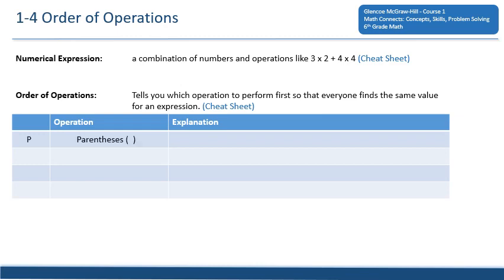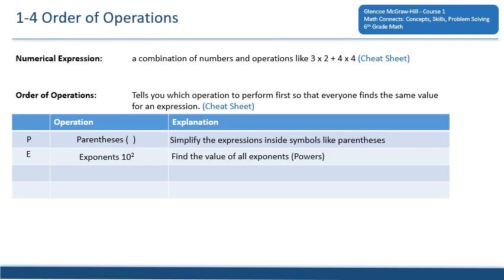P is for parentheses, and simplify the expressions inside symbols like parentheses first. E is for exponents, like 10 squared. And we find the value of all exponents or powers second. Multiplication and division. Now we say PEMDAS with M before D, but those are interchangeable in doing the actual evaluating of the expressions. Multiply and divide in order from left to right.